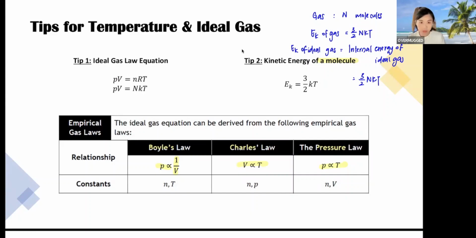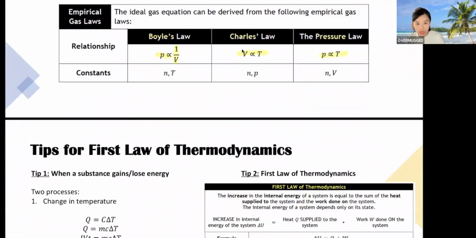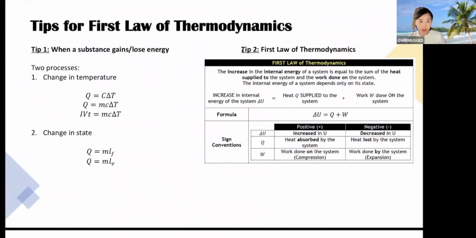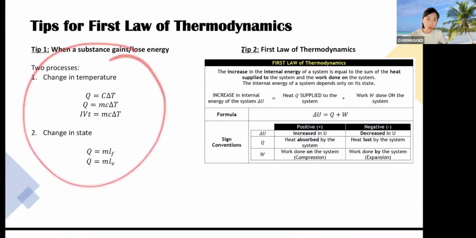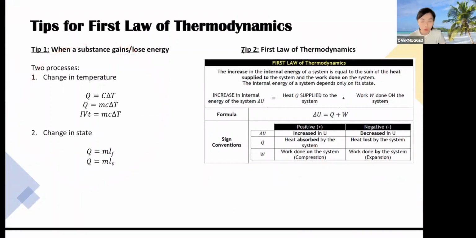Okay? So that is for temperature and ideal gas law, just a quick revision. Then for the first law of thermodynamics, there are a few things that I need you guys to take note of. In first law of thermodynamics, they split it into two portions. The first part is the calculative part, whereby they need you to understand that when a substance gains or loses heat, whether it is gaining heat or losing heat, it will experience two types of changes.